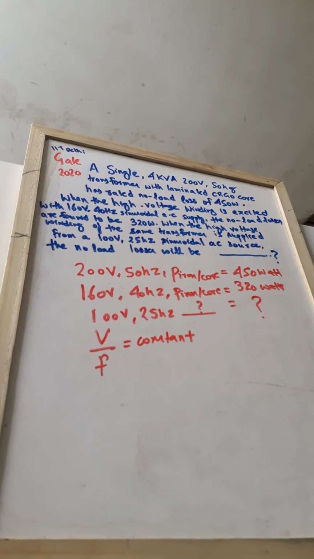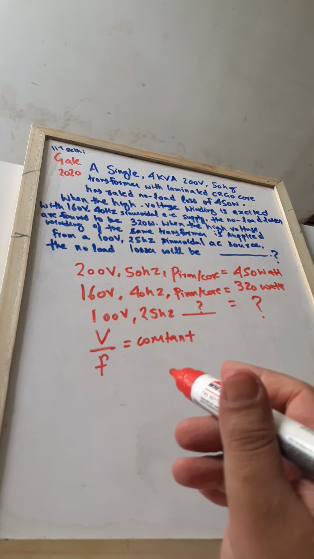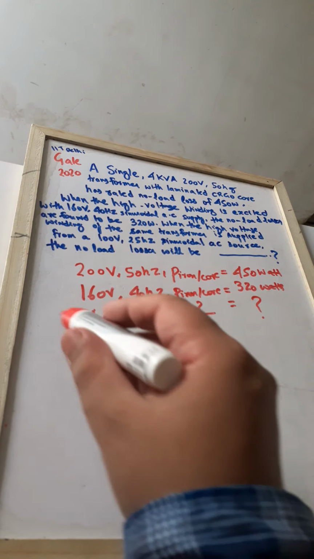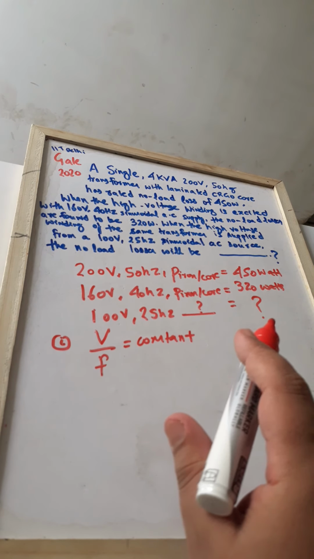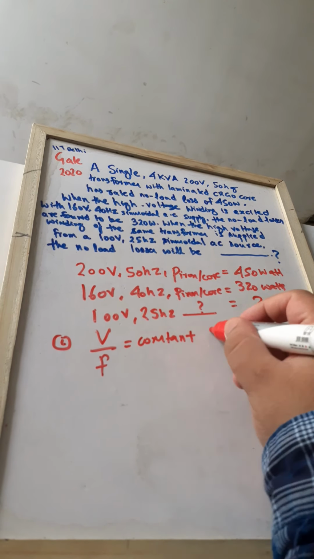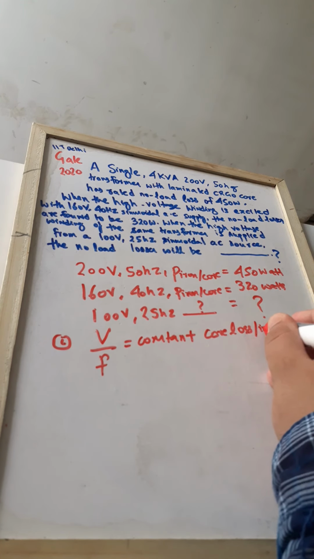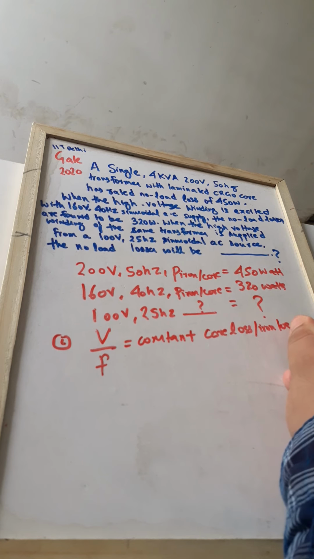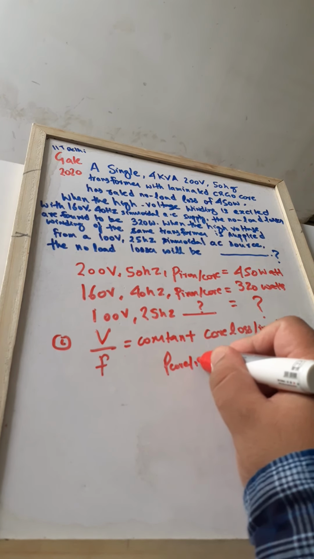So how to go about this? We have to remember certain things. Time and again this type of question has appeared; I saw in the GATE 2014 IIT Kharagpur paper also a similar question. So two things to be kept in mind. One is that the V by f ratio remains constant, and the second is the core loss, also called iron loss. Some books may write it as P core or P iron.